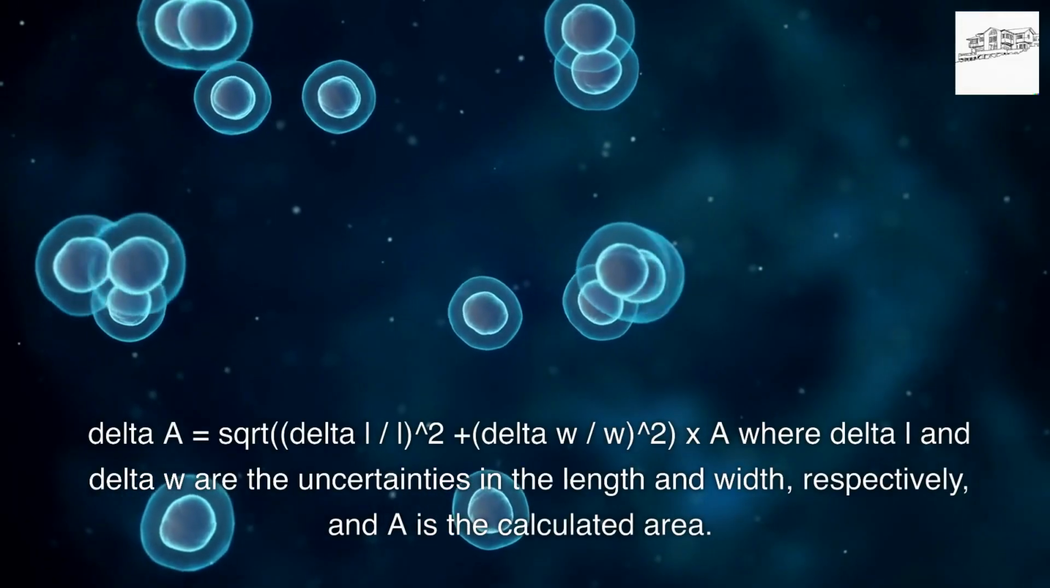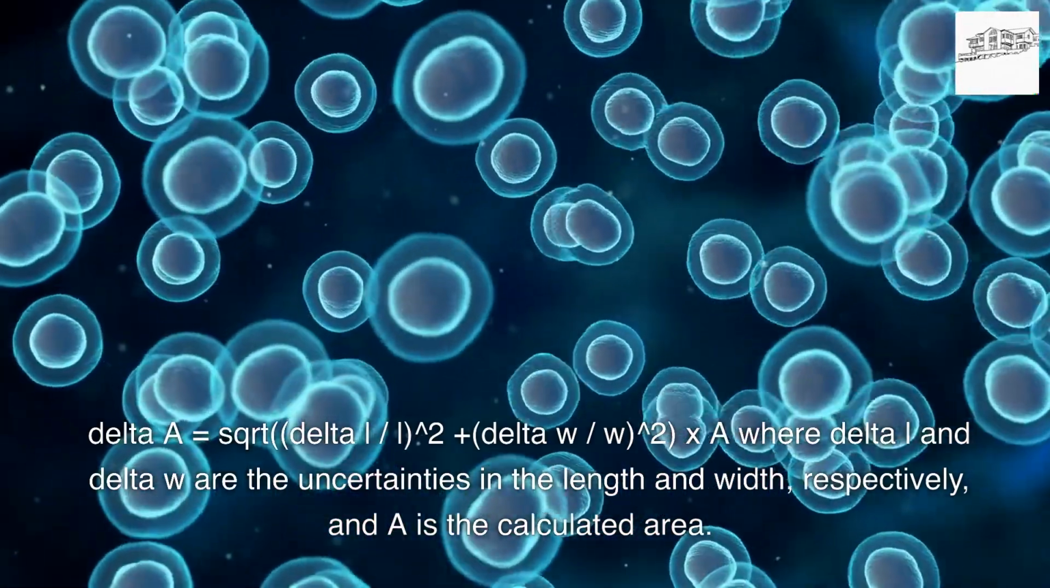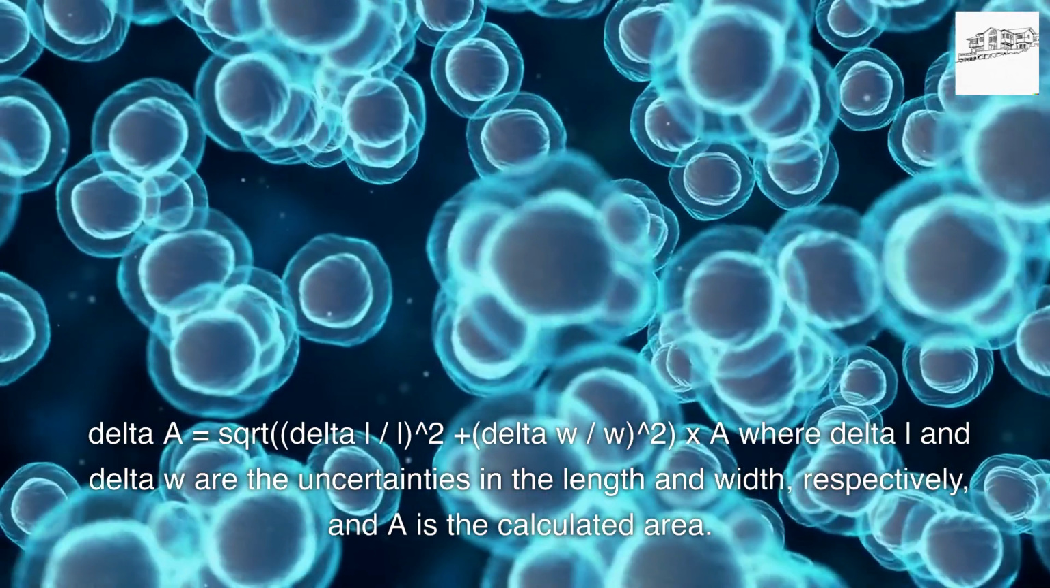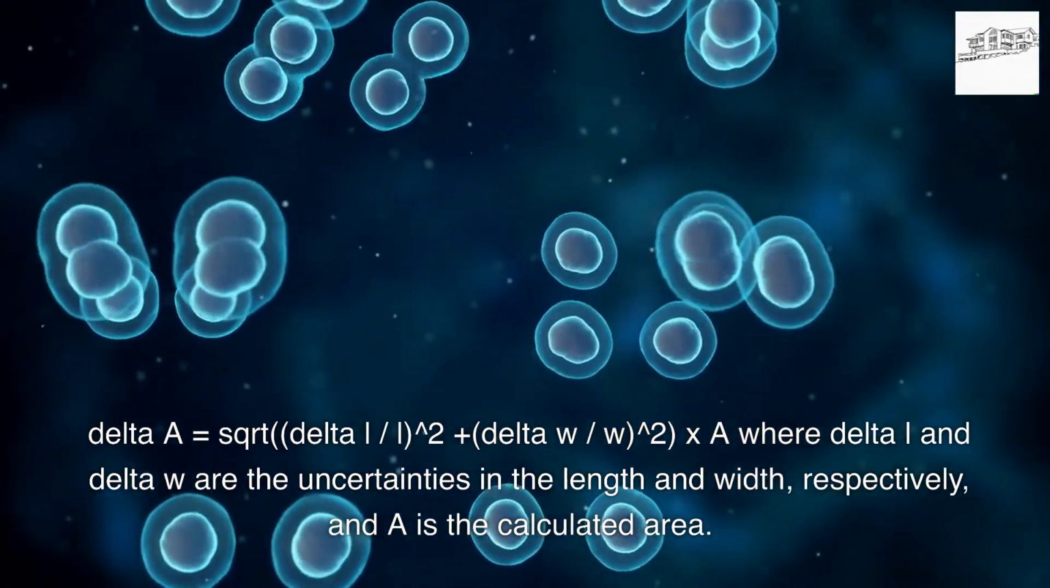Delta A = sqrt((delta L / L)² + (delta W / W)²) × A, where delta L and delta W are the uncertainties in the length and width, respectively, and A is the calculated area.